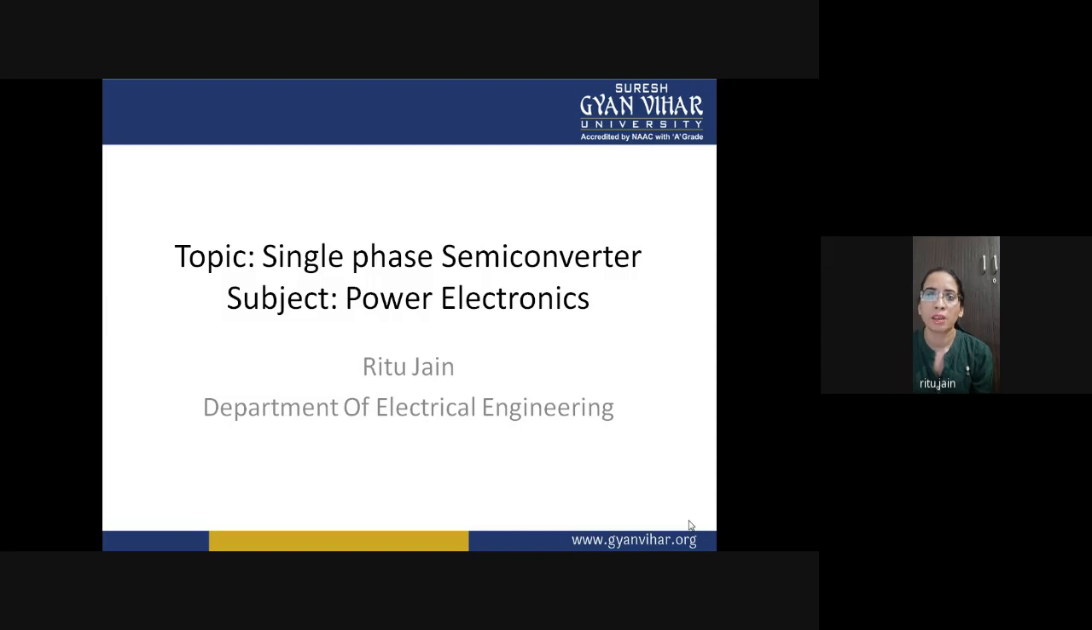Power electronics means that we are controlling the power, which is an electrical term, by electronic or semiconductor devices. So these two words make electrical plus electronics, that you are controlling your electrical power by using electronic devices. So this is power electronics.